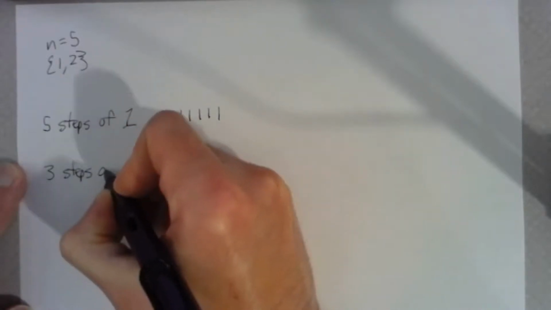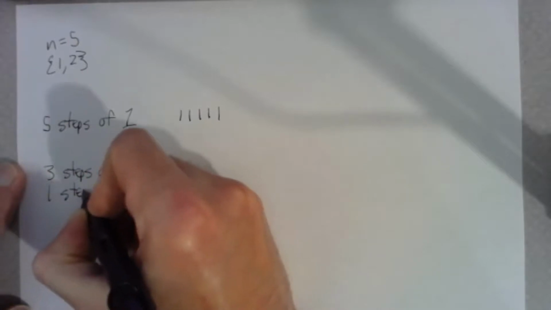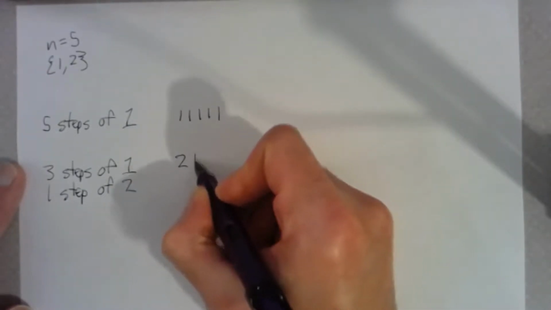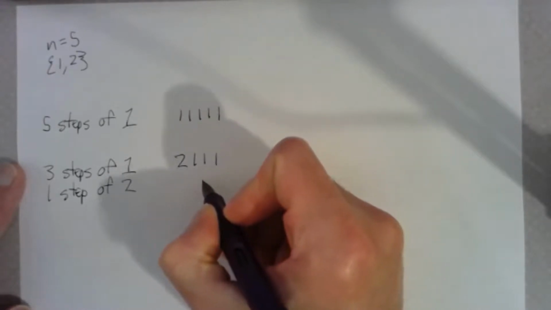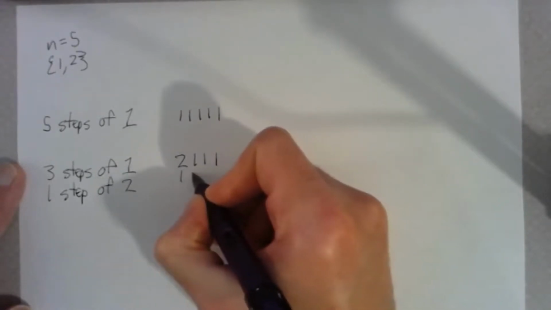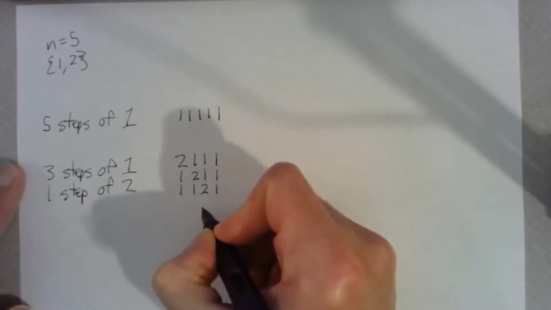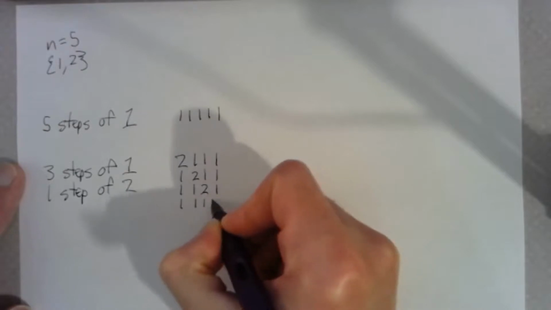Okay, I could have another major case of 3 steps of 1, and then 1 step of length 2. And one way that I could do that would be 2 and 1, 1, 1. Okay, I could also do 1, 2, 1, 1, or 1, 1, 2, 1, or 1, 1, 1, 2.